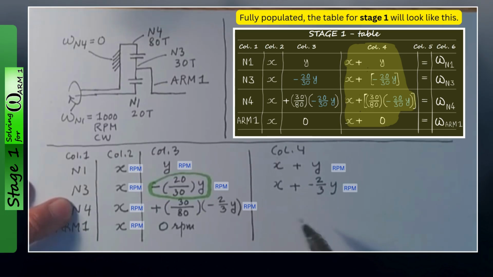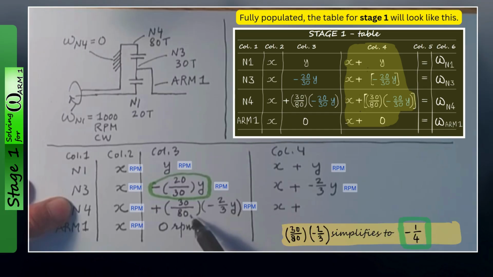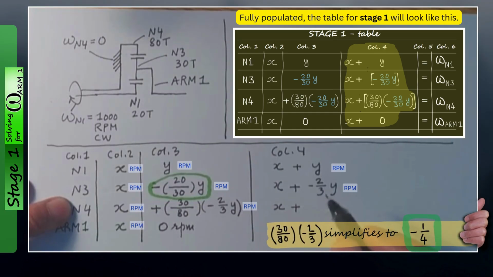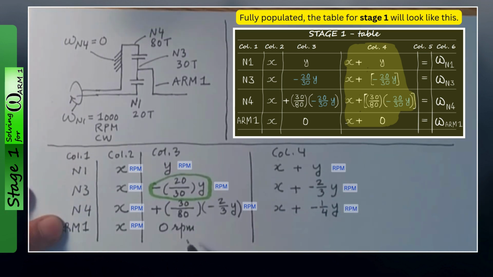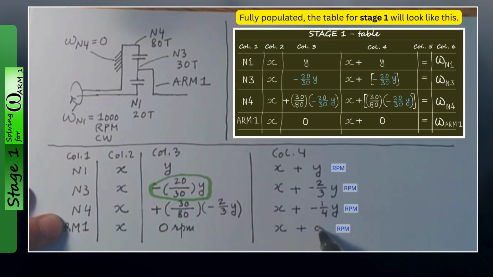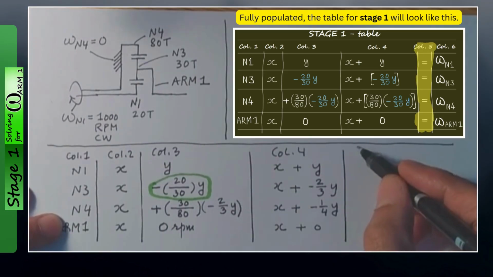For gear N4, we have x in column 2. We add it to whatever we have in column 3. Now, if you do some algebraic simplification, you should end up with minus 1 over 4y. And finally, for arm 1, we have x in column 2, and we have 0 in column 3. Column 4 is done. We move on to column 5.